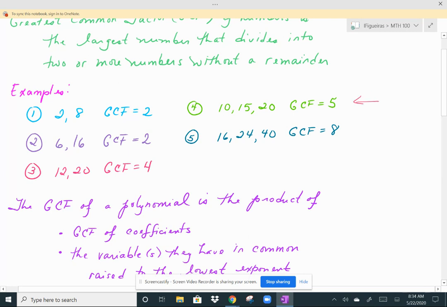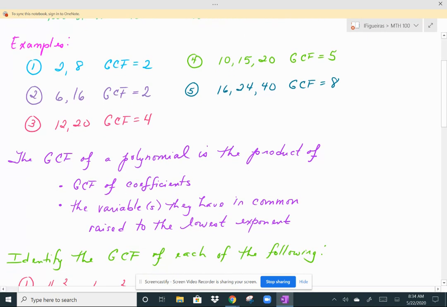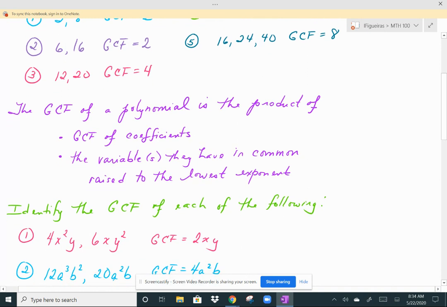Now we move on here to number 4. This time we have 3 numbers. What is the GCF for 10, 15, and 20? That GCF is 5. Number 5, what is the GCF for 16, 24, and 40? That GCF is 8.